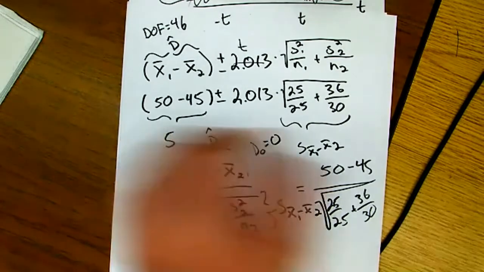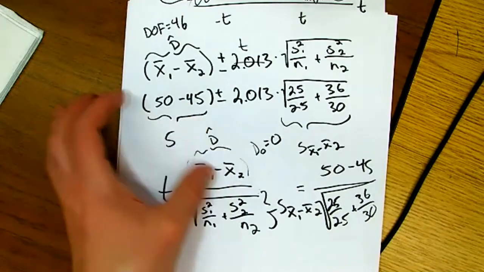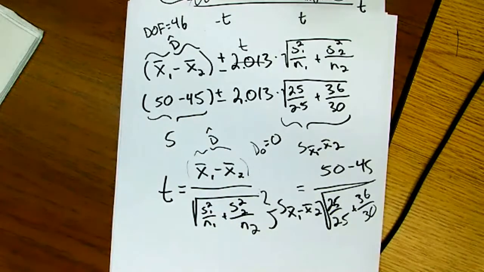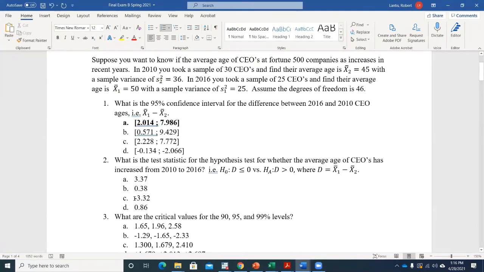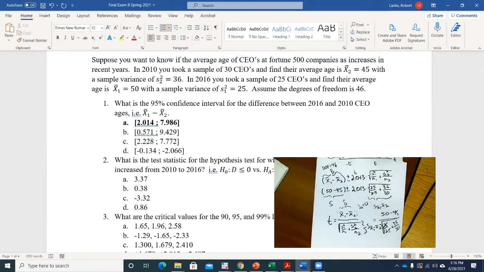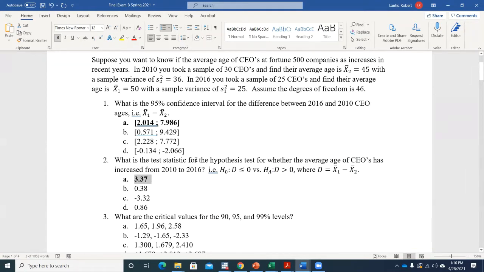So right away, I say, well, look, I found a sample difference of 5. That's my numerator. So when I go to the answers here, I should be able to rule out C right away, because I know that I found a sample difference that was positive. My test statistic should be positive. If I plug all those values into my calculator here, I should get that 3.37, okay?